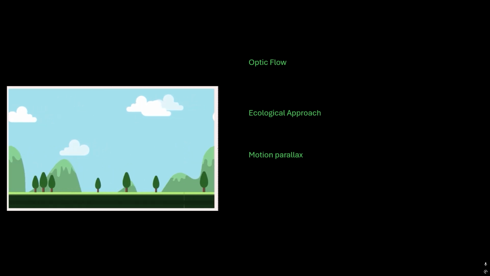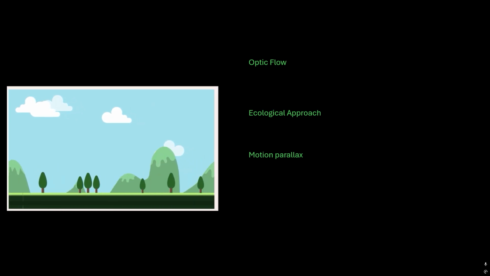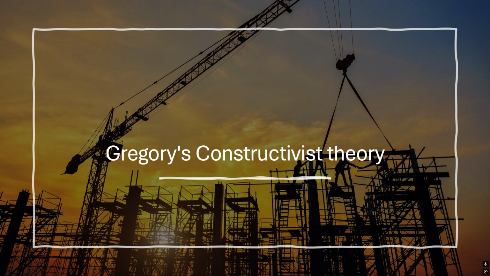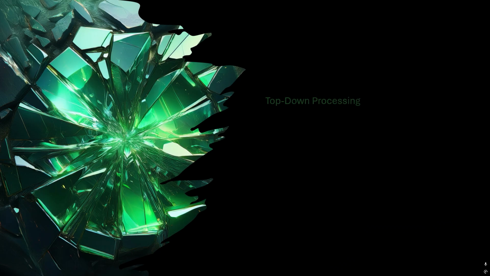So we can kind of work out what is closer to us, what is further away by the speed at which it is moving. Let's take a look at Gregory's constructivist theory. So we had Gibson's direct theory, and now we're going to look at Gregory's constructivist theory. So Gregory had 2 methods of looking at things: top-down processing and bottom-up processing. But what's the difference between the 2?